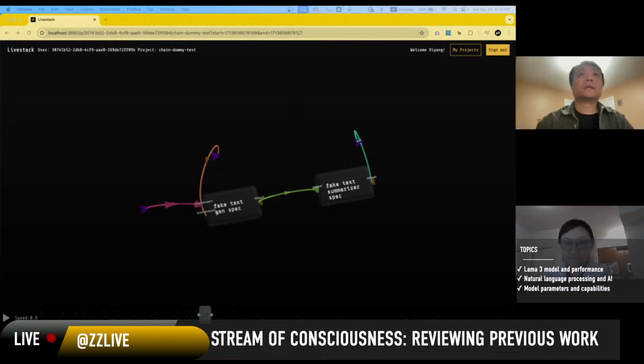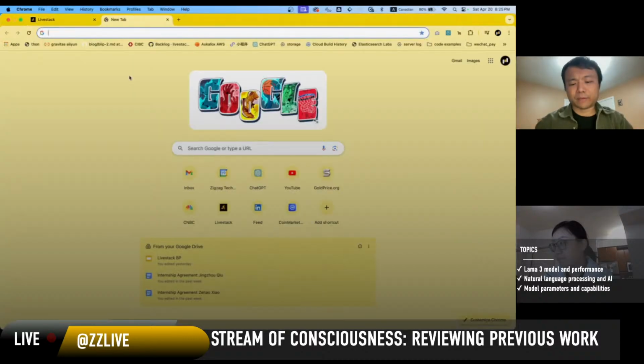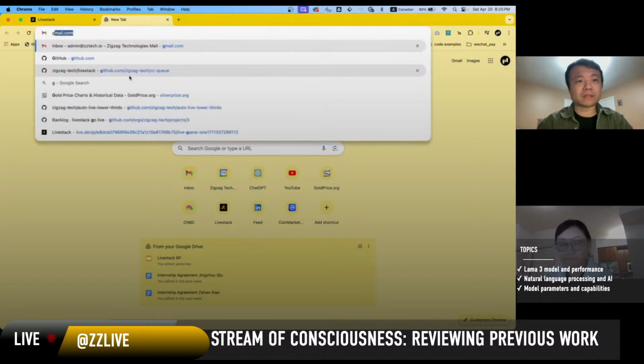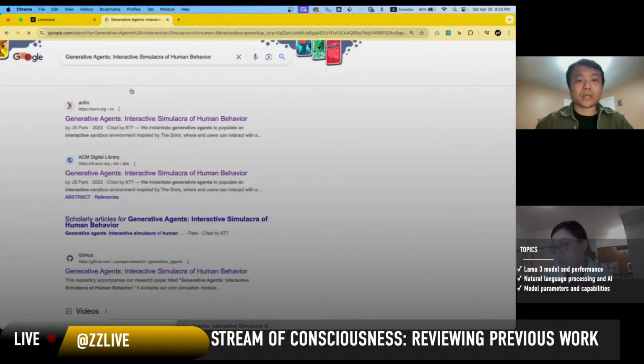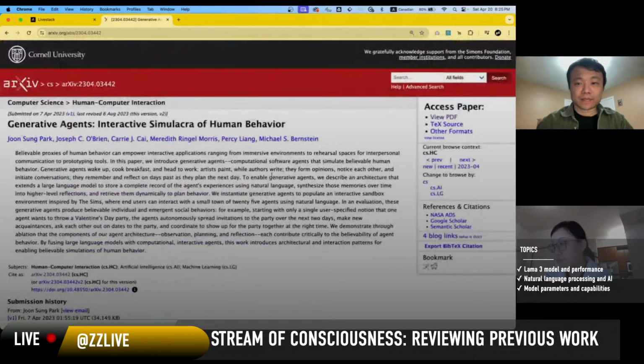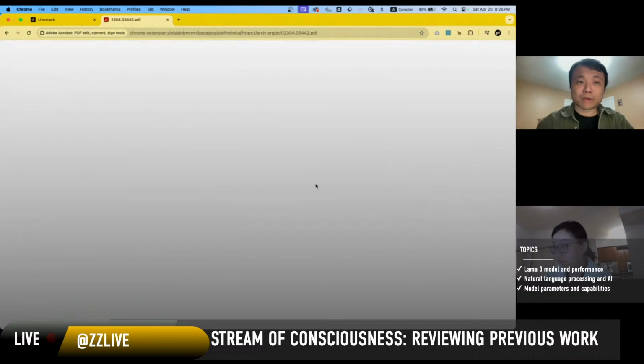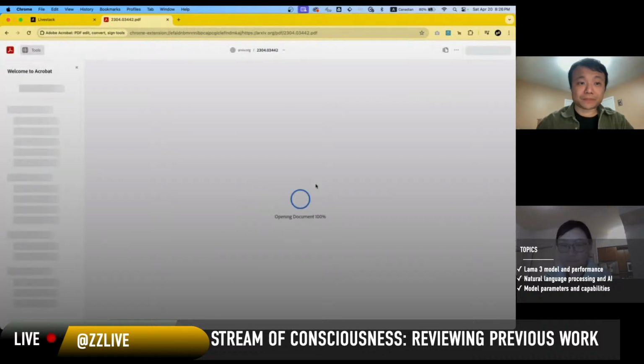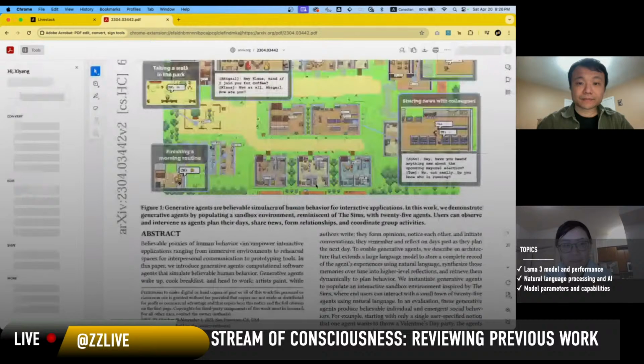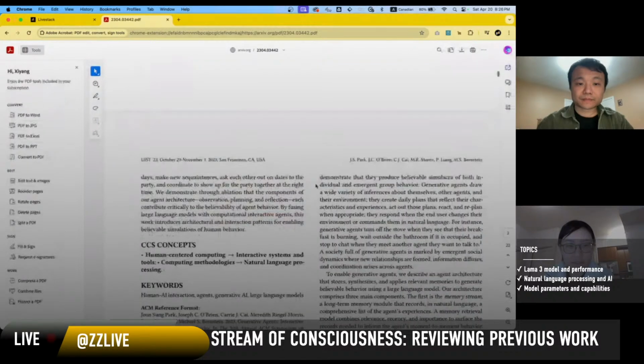Cool. All right. So last time we delved into the generative agent paper. I think we went through about a quarter of it. We stopped exactly at the overall architecture, if I remember correctly. Yeah, something like that. Maybe the first few pages.